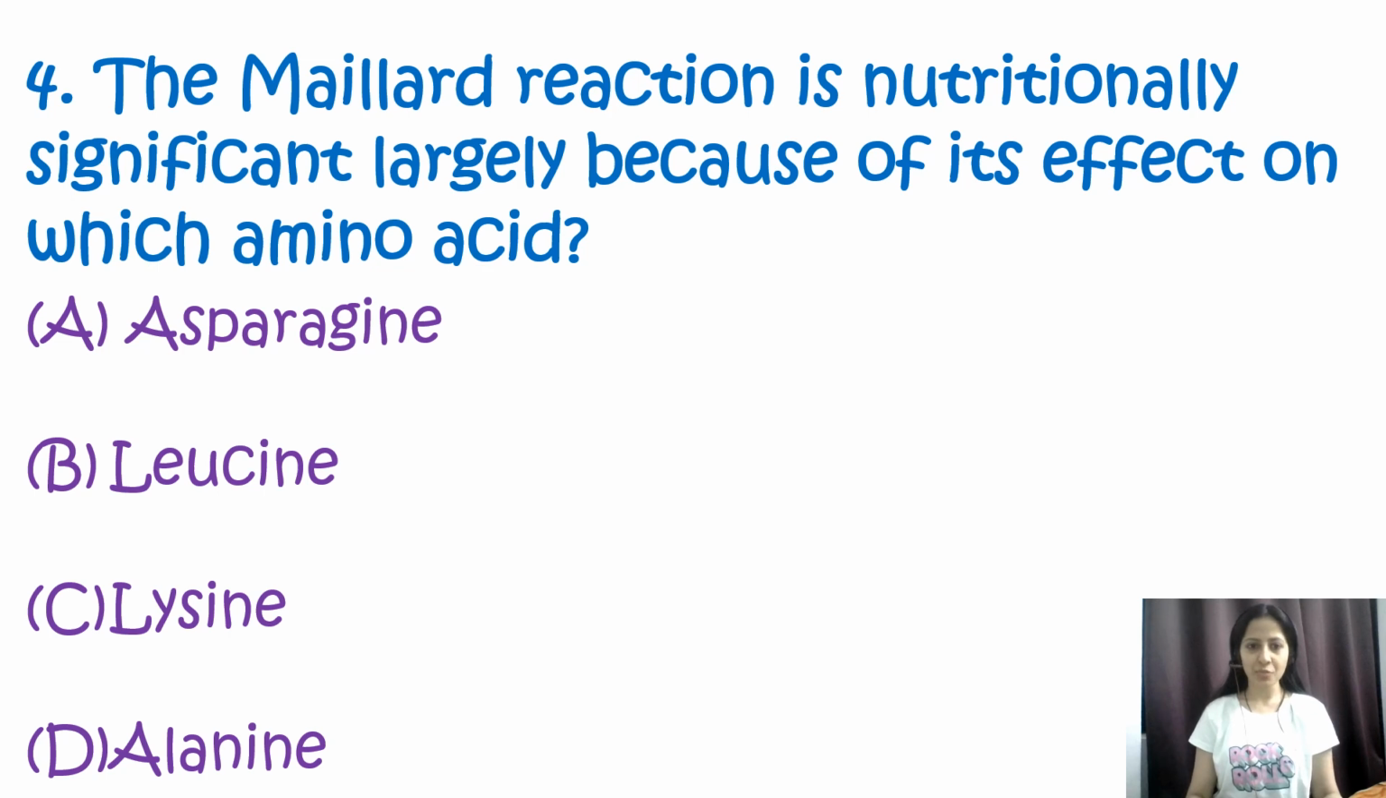Next, question number 4. The Maillard reaction is nutritionally significant largely because of its effect on which amino acid? So options are asparagine, leucine, lysine and alanine. So over here my correct option will be A, that is asparagine. We know that in the Maillard reaction, asparagine reacts with the reducing sugars, which leads to the formation of acrylamide, and we know this acrylamide is a potential carcinogen. So over here my correct option is A, that is asparagine.